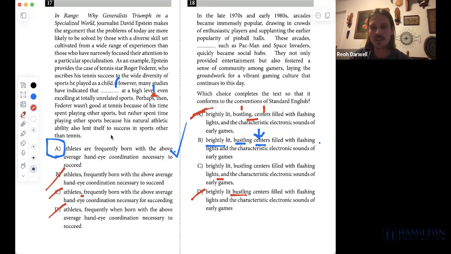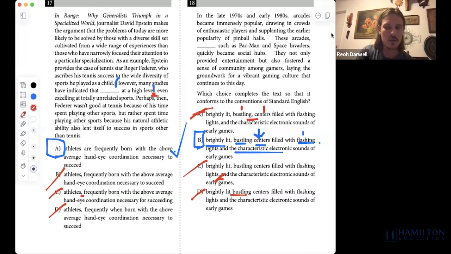So what are these bustling centers filled with? They're filled with thing one, which is flashing lights, and thing two, characteristic nouns, right? If we're just connecting two things, we use and. In the same way, you might say, Rio and David, or Rio and Brian are my teachers for the SAT. You would say things are filled with flashing lights and electronic sounds. We do not need a comma to separate just two items that are being put together. Okay, so that's how we arrive at B for question 18.